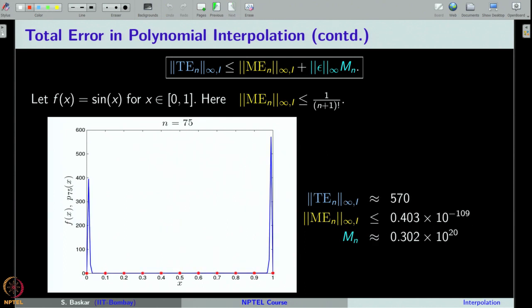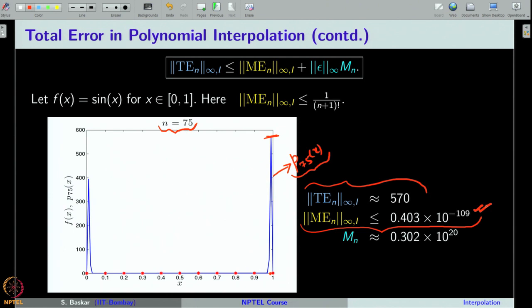Let us again go one more step higher and take n is equal to 75. You can see that the graph of the polynomial P75 of x is shown in blue color. Just imagine that if you are using P75 of x as an approximation for sine function, then what you get is a value of the sine function greater than 500 at some point in the interval 0 to 1, which is obviously absurd, and you can also see the total error has now grown to 570, whereas the mathematical error still says that you are almost exactly capturing the sine function, right.